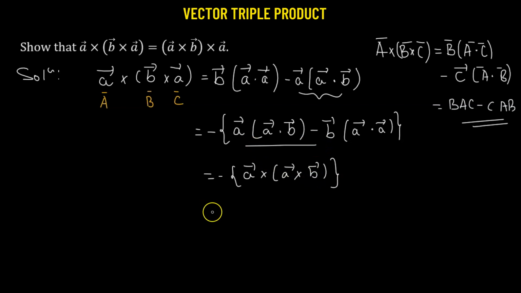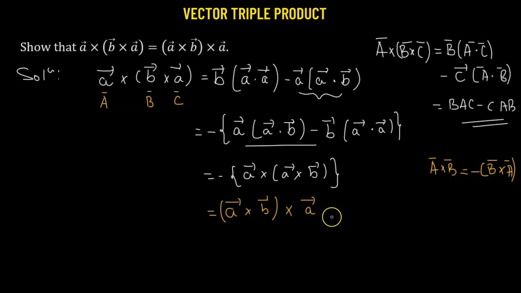same result. Now we can again use the other identity that when we have the vector product A cross B, this is similar to negative times B cross A. So that means this will be equivalent to A vector cross B vector cross A vector. So hence proved.